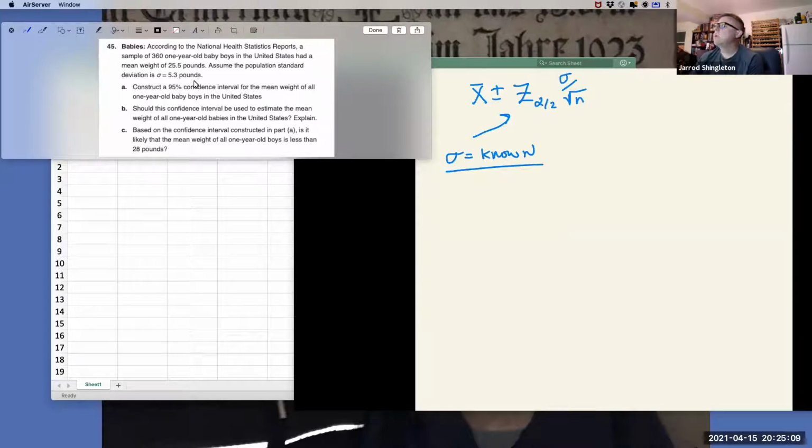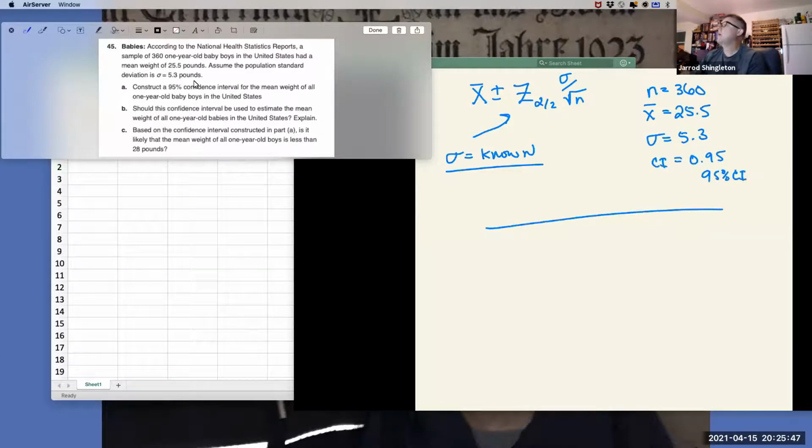Okay, so let me pull out all the pieces that I need for this problem. Then we'll go to our calculator, we'll make ourselves a little template, and then I'll give you the confidence interval. So we have n equals 360 boys, x bar is equal to 25.5, and sigma equals 5.3. We also need to know our alpha. Well, our alpha is going to be 1 minus the confidence level. So what we'll actually use here is 0.95, or a 95% confidence interval.